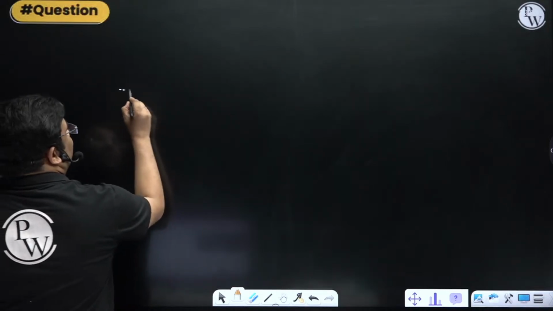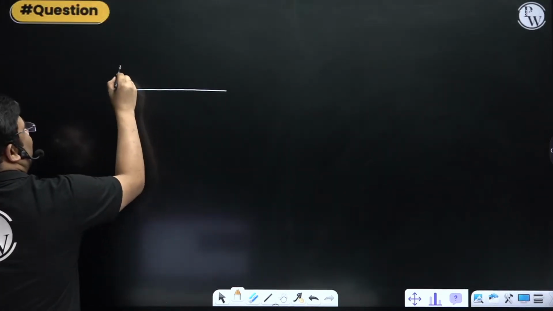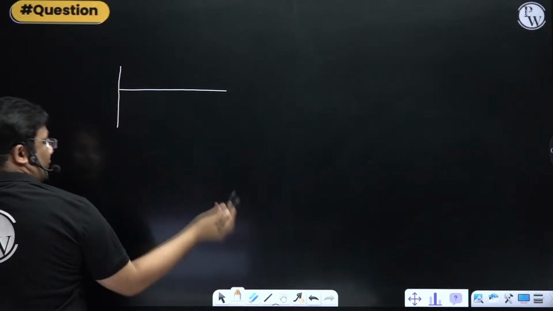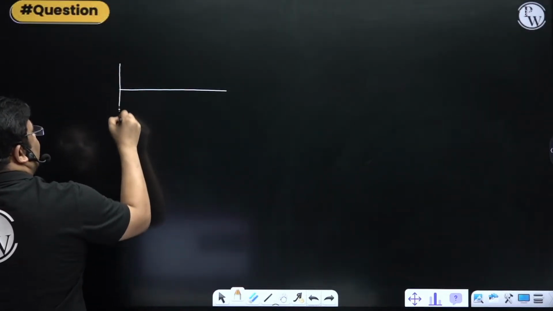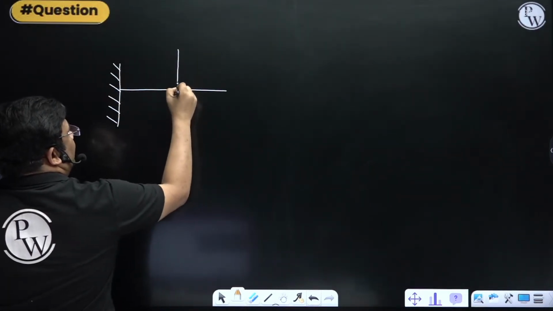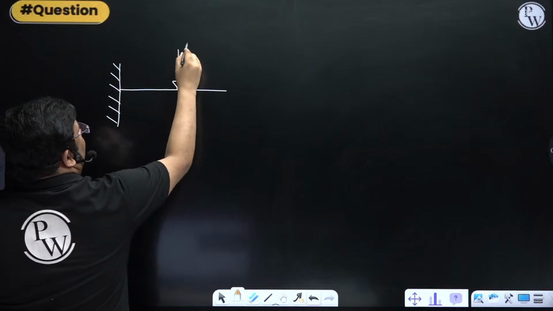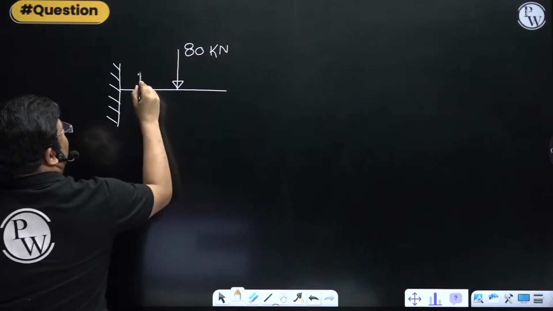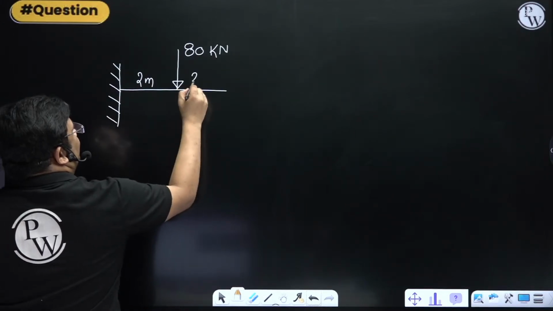They can frame a question like this, you see. They will tell that we have a cantilever beam like this, and we have a point load of 80 kilonewton acting at the mid. So it is 2 meter, it is 2 meter.